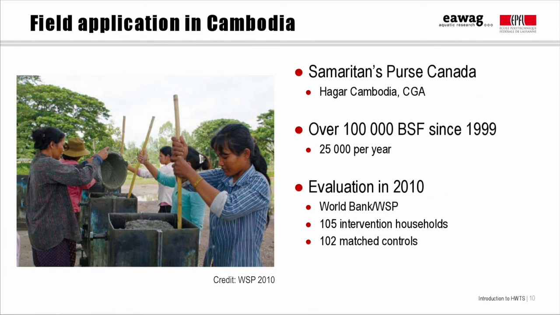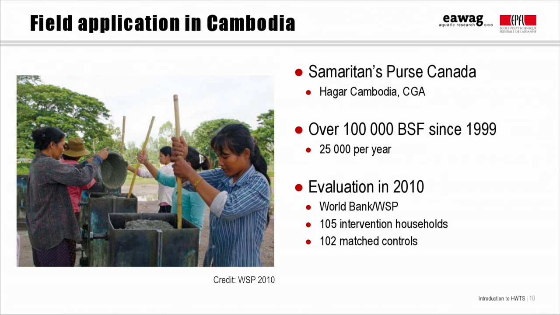Now let's give an example of a field application of biosand filters in Cambodia. One of the first organizations to work on biosand filters in Cambodia was Samaritan's Purse from Canada, an NGO, in partnership with 2 local NGOs, Hagar Cambodia and CGA. Together, these NGOs have implemented over 100,000 biosand filters since 1999, with a capacity of more than 25,000 per year.